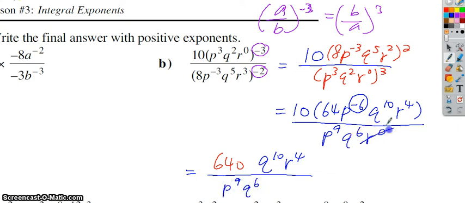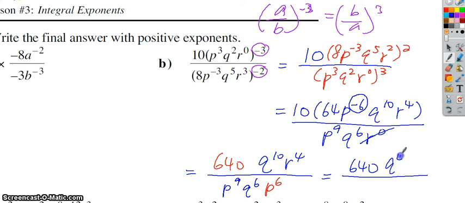The R to the 0 is cancelled out. It's just 1, so it's cancelled out. The rest of them I just copy. How about the P to the negative 6? Remember, it's flipped to the bottom and becomes P to the 6, like that. So now, finally, let me write my answer, 640. There are Q to the 10 on top. You have Q to the 6 in the bottom. So how many Q are left?